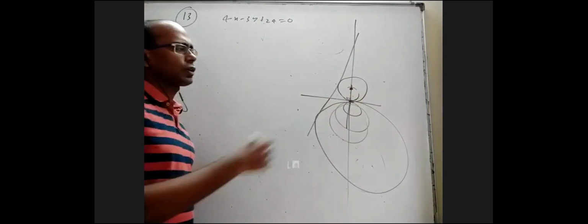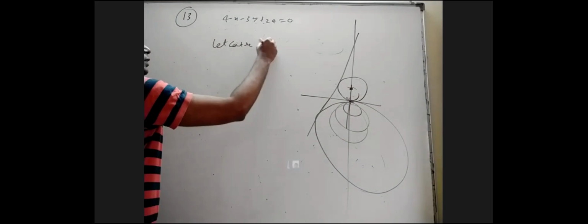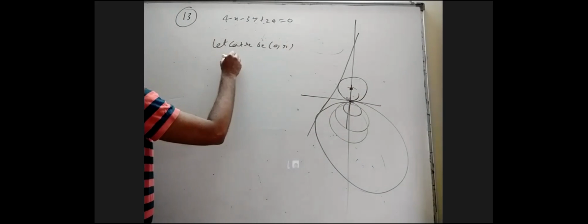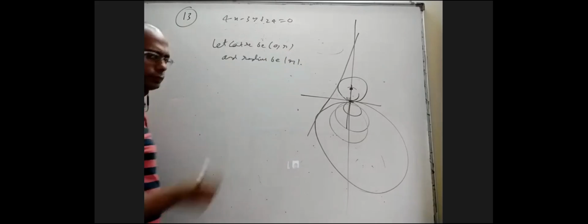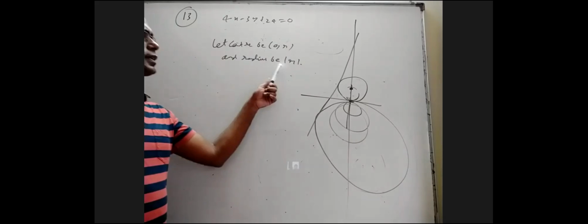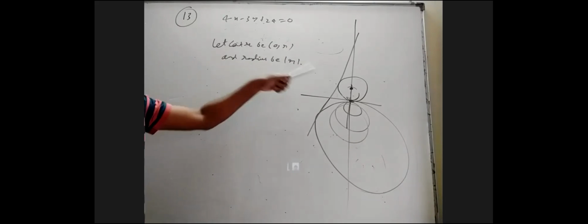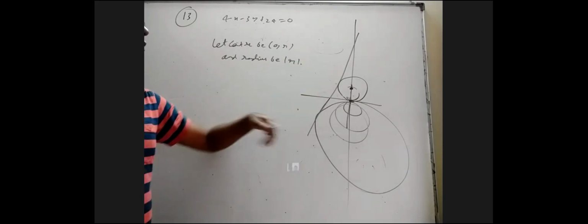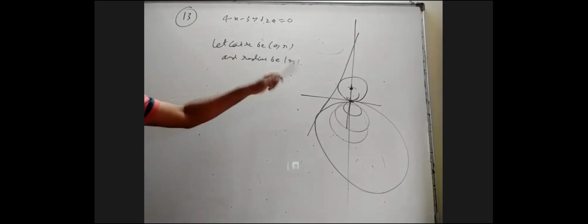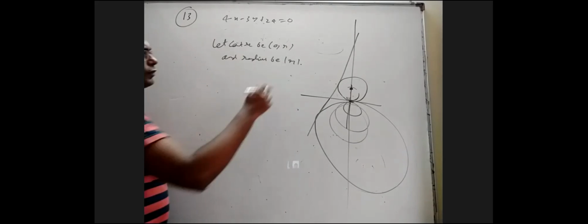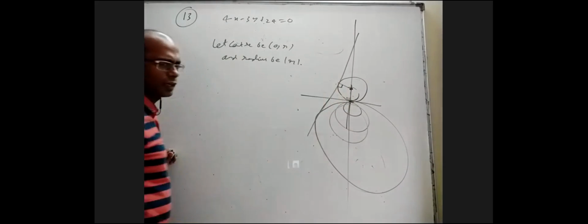Or without all that, if I take the radius as r, the center will be (0, r) or (0, minus r). So let the center be (0, r) and the radius be mod r. Why am I taking mod r as the radius, not r? Because if r is positive, I'll cover the ones which are above the x-axis. If r is negative, I'll cover those below the x-axis, but my radius is positive. So I don't want to do it twice, only one time.